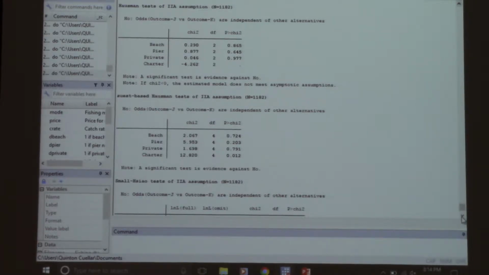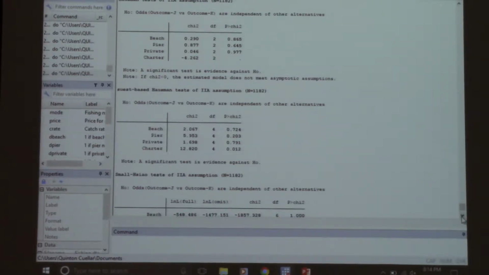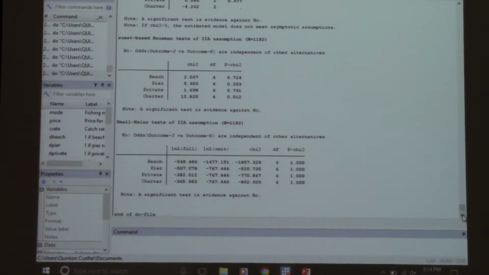The first one is the Hausman-McFadden test, yeah, it tests deleting each category, and as you can see, the chi-square value is relatively small. The p-value is relatively large, meaning that we can't reject the null hypothesis, and the null hypothesis is that the independence of irrelevant alternatives holds. So the null hypothesis is that IIA, we're satisfying IIA. We can't reject it. We didn't really talk about this test, but we did talk about the small Hausman test.